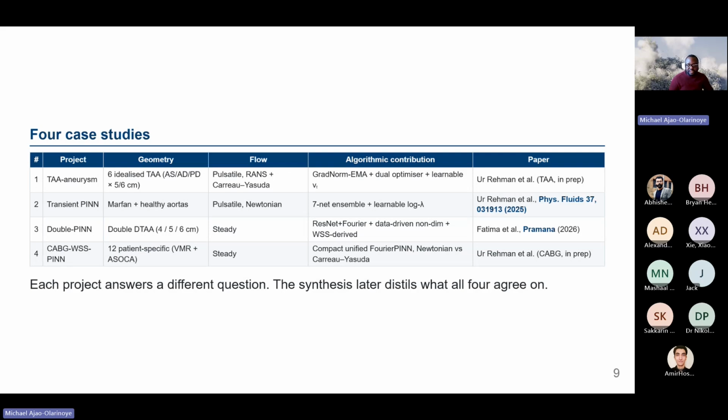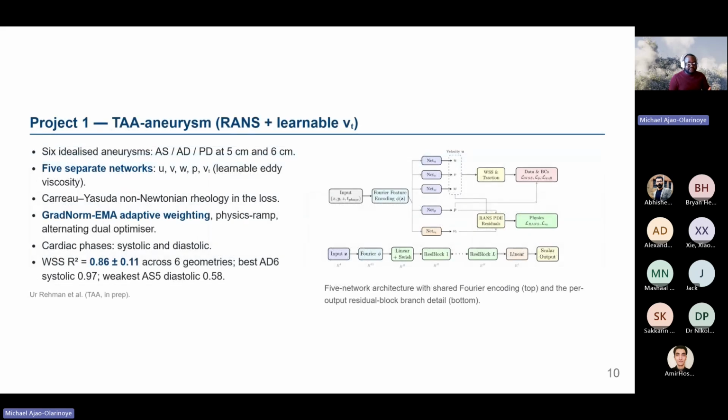So we had steady flow equations for that. We used the unified Fourier PINs for this particular one, and the equations for this were solved with the Newtonian and the non-Newtonian equations. Okay, now the first one, like I said, is the TA aneurysm, which is the thoracic aneurysm problem.